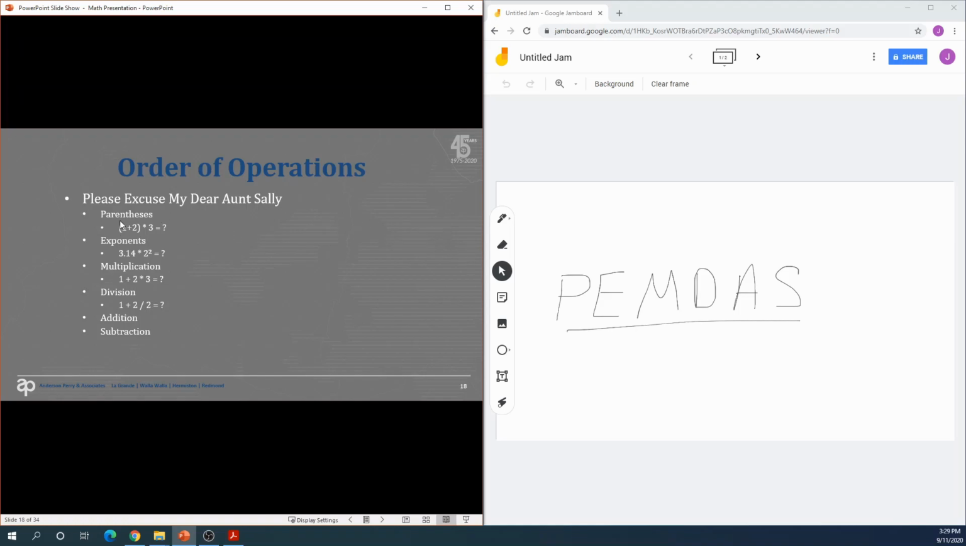So parentheses, what this means is we have parentheses 1 plus 2 times 3. The way we would do this is parentheses first, 1 plus 2. 1 plus 2 is going to equal 3. Then we're going to have 3 times 3. So that's going to equal 9.